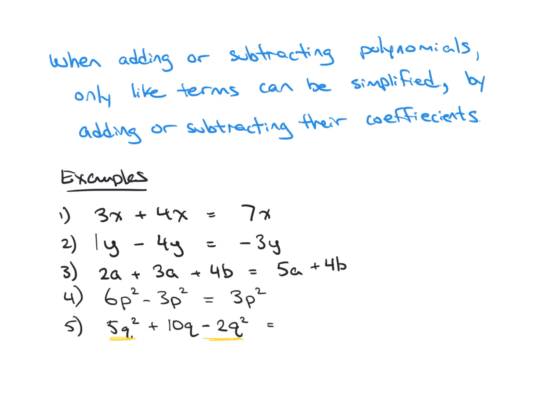So in this situation, what you would do is you would only simplify the q squareds. So combine 5q squared and minus 2q squared. That ends up being 3q squared. Okay, if we did 5 minus 2, you have to take into account the sign that's matching with the coefficient, and that's a minus sign. But then you have to remember to copy down the plus 10q. That did not simplify, but it also does not go away.